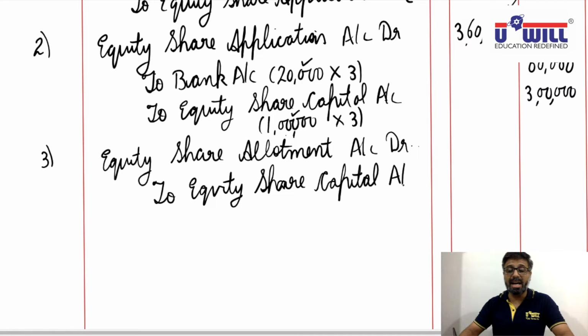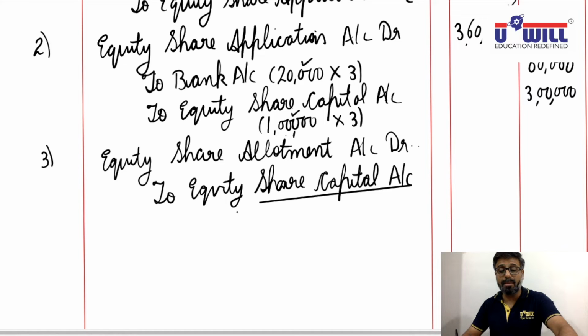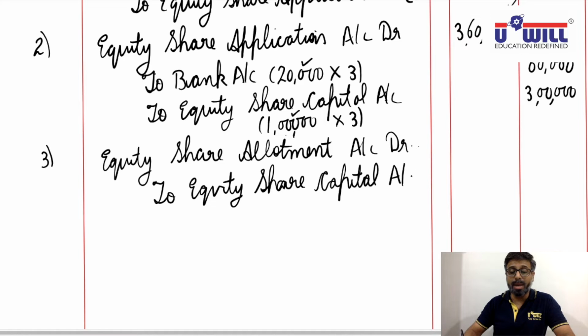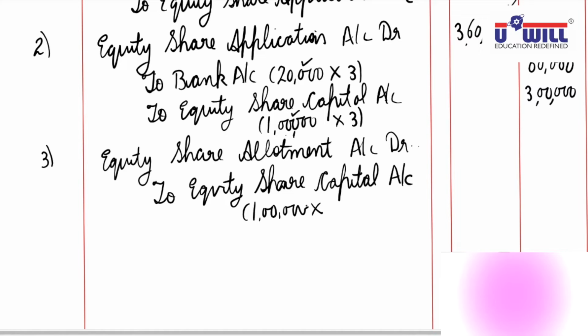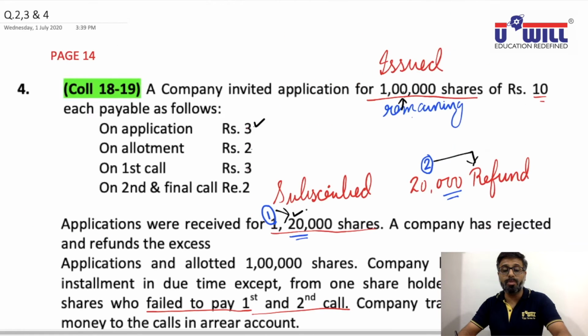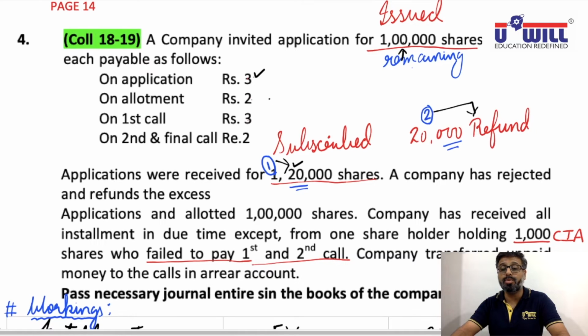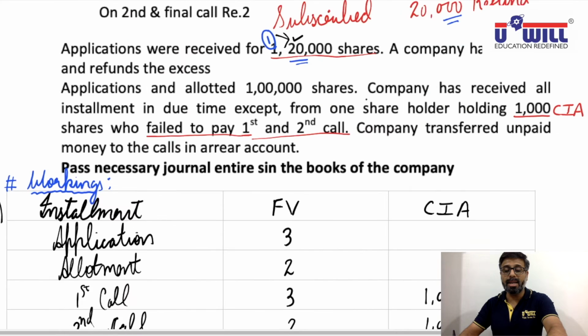After this will be passed of 1 lakh shares. So 1 lakh shares into, now how much is allotment money? Allotment money is 2 rupees. So 1 lakh into 2, 2 lakhs will be transferred to share capital. Allotment.